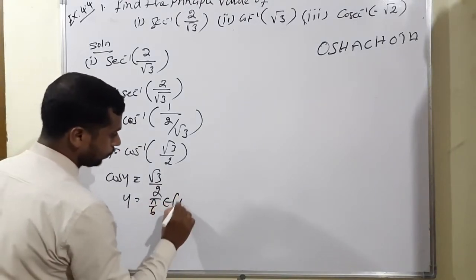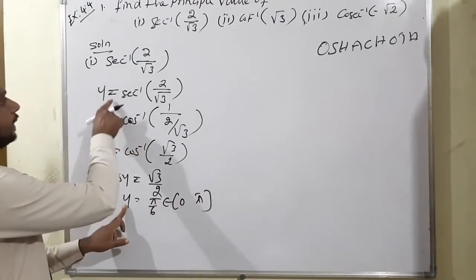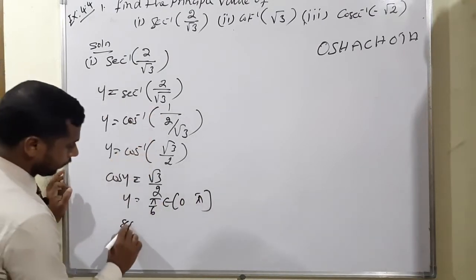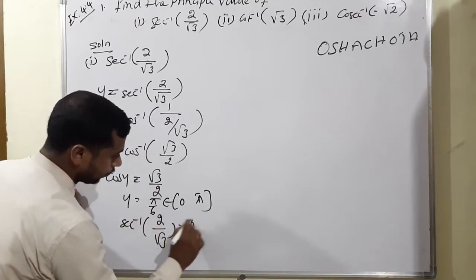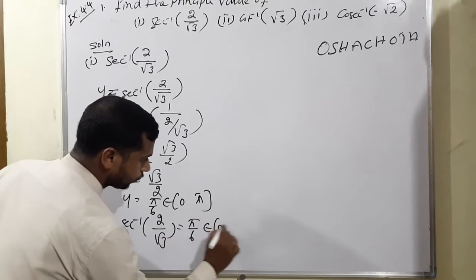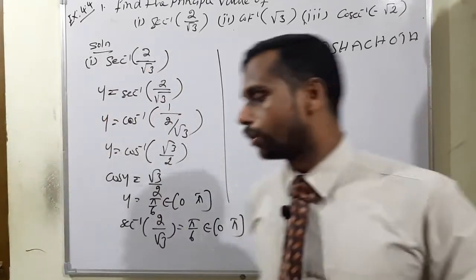It belongs to 0 to pi. What is the meaning of y? Secant inverse of 2 by root 3 is equal to pi by 6. It belongs to 0 to pi. Subdivision 1 is over. Moving to subdivision 2.